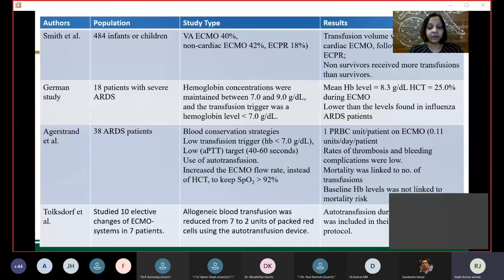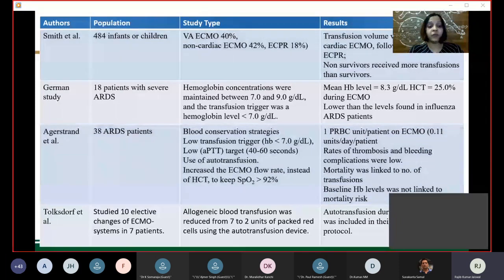In another study, Agerstrand et al. used a blood conservation strategy for 38 ARDS patients, which comprised a low transfusion trigger, that is hemoglobin less than 7, a low APTT of 40 to 60 seconds, and use of autotransfusion. Their survival rate was 73% and transfusion rate was 63%.